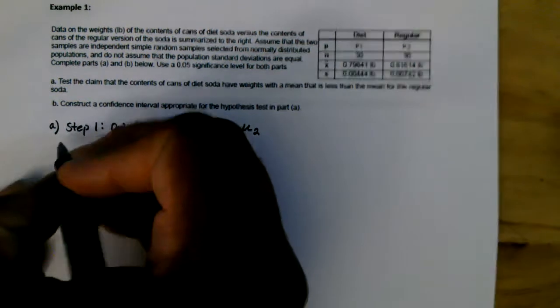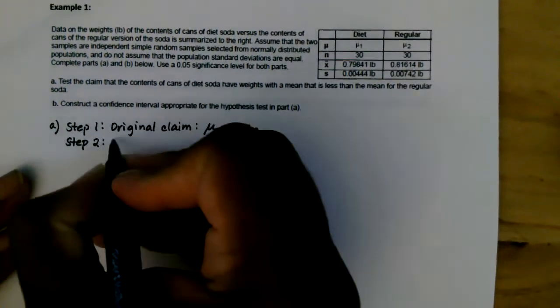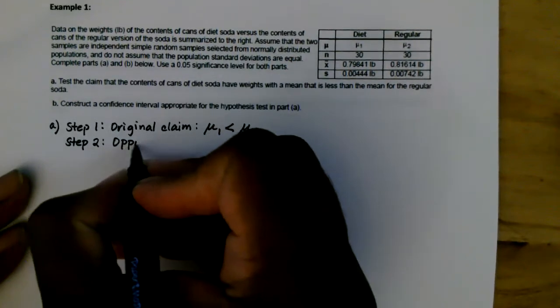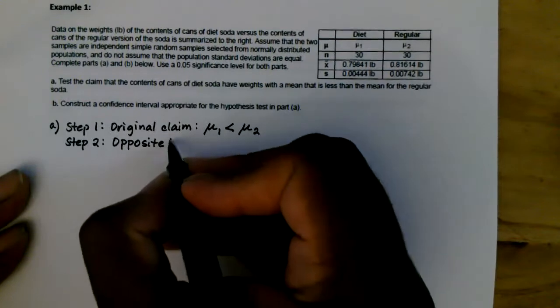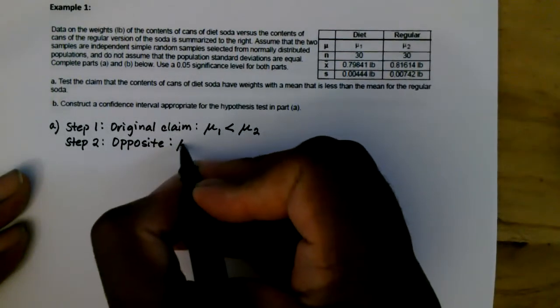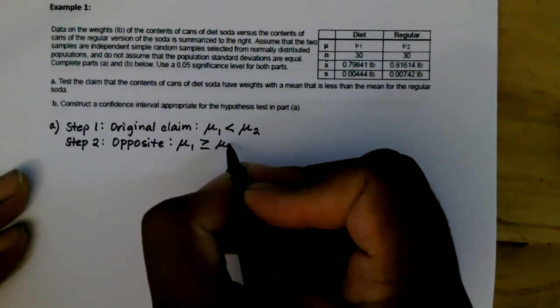And then step number 2 is the opposite of the original claim. Well, the opposite of less than will have to be greater than or equal to. So this will be mu sub 1 is greater than or equal to mu sub 2.